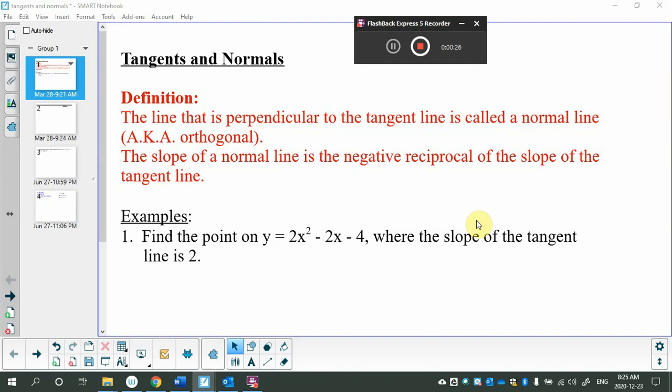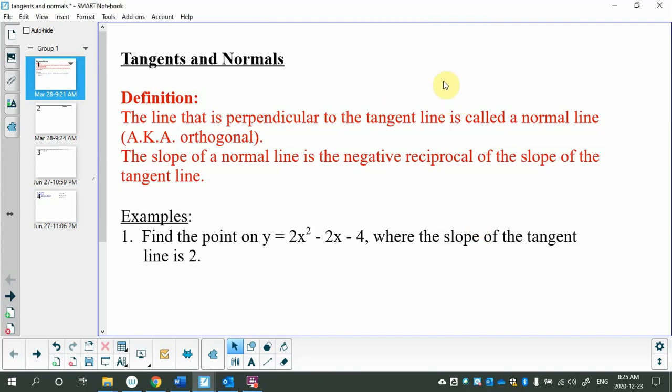All right, so tangents and normals. Everything we've been doing so far is related to the tangent line because the derivative is the slope of the tangent line, which you can then use to find the equation of the tangent line. Something we have done a couple of questions with is to do with normals.